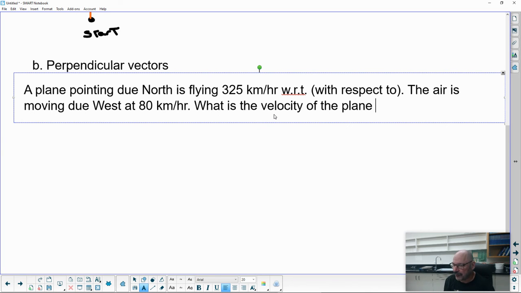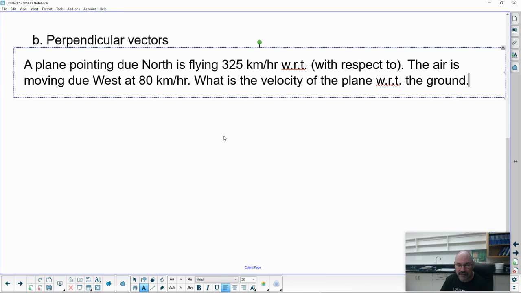So, okay, what is the velocity of the plane? And I'm going to go with respect to the ground. So we're going to combine the two vectors, the west vector with the north vector. I'm going to draw it out in a right triangle, and we are very familiar with right triangle work. You first get introduced to the Pythagorean theorem in grade 8 math, and then right around grade 9 or 10 you start talking about sine and cosine.